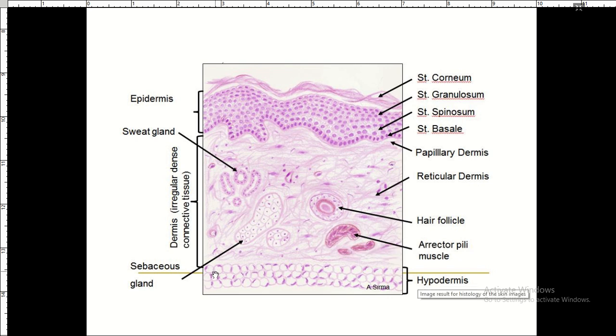Right, this layer that is your hypodermis, your superficial fascia, mainly composed of adipose tissue. You can actually see these are the unilocular adipocytes that have a signet ring appearance.